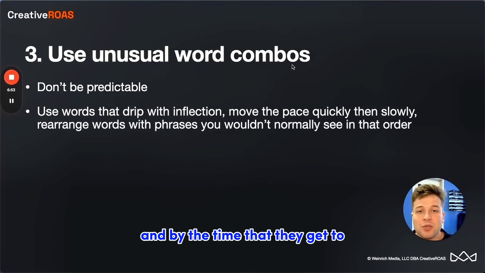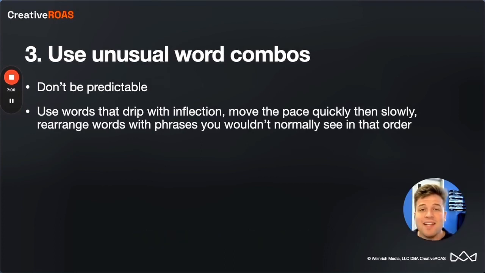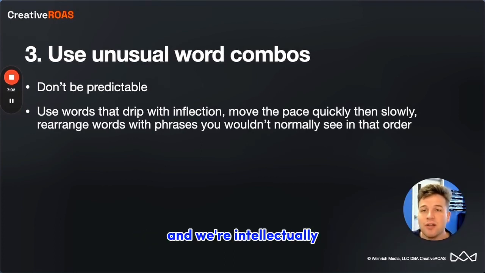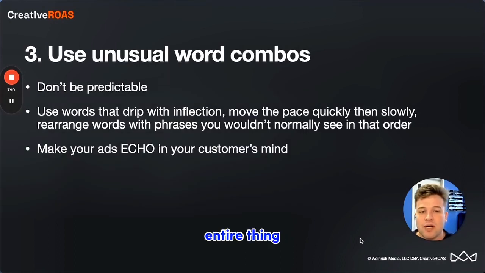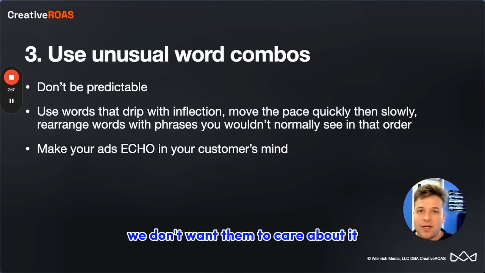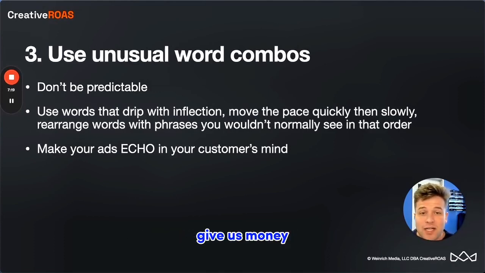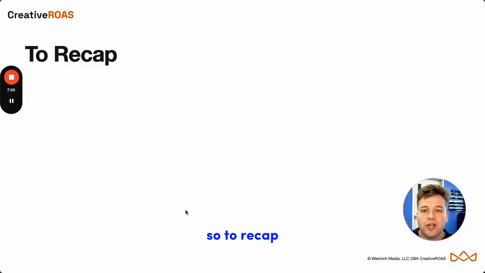And by the time that they get to our sales page and they're reading this, they're going to be fully just enthralled in what you have to say, because first, you've emotionally charged them. Second, they've already made the decision to purchase, and we're intellectually selling them on it and persuading them with it on the sales page, and then we're using this echoic retention to actually keep them there and flow them through the entire thing. Okay? We're going to make our ads echo in our customer's mind and nobody else's. Nobody else is going to care about it, and that's good. We don't want them to care about it. We only want people who are going to give us money to care about it. And so we're not going to emasculate them with predictability or neuter our ads and make them seem like everybody else's. Okay? So, to recap.